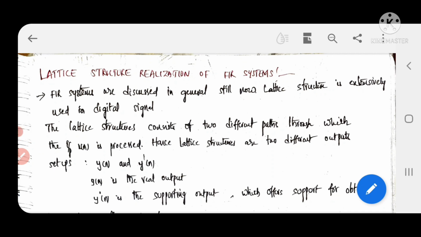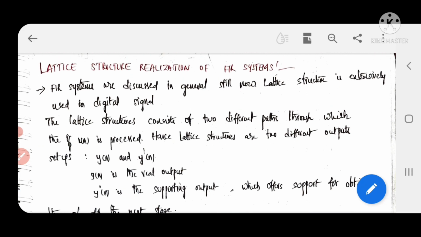So today we are going to discuss a most important topic from an external point of view, and maybe internal point of view also. That is nothing but lattice structure realization of a FIR system. In the last couple of videos we discussed the FIR structure realizations, like direct form realization, cascade, parallel form realization, or transposed form realization. Now we are going to focus on lattice structure realization of a FIR system.